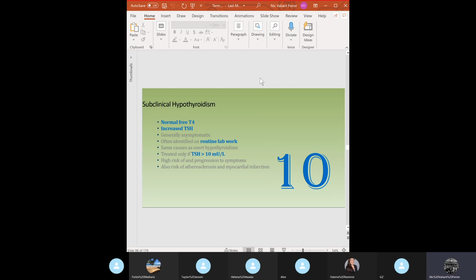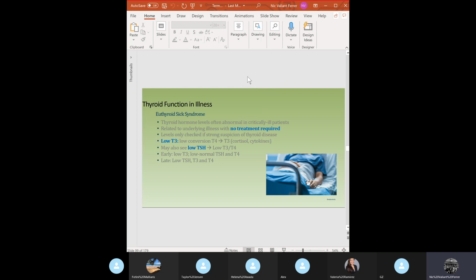Subclinical hypothyroidism, how are we going to diagnose this one? Normal free T4, but increased TSH. It's asymptomatic. Treated only if TSH is more than 10. Risk of atherosclerosis and MI. You also have euthyroid sick syndrome. However, for this one, check for low T3. Low T3, then it is euthyroid sick syndrome. Low T3, normal TSH and T4, euthyroid sick syndrome.